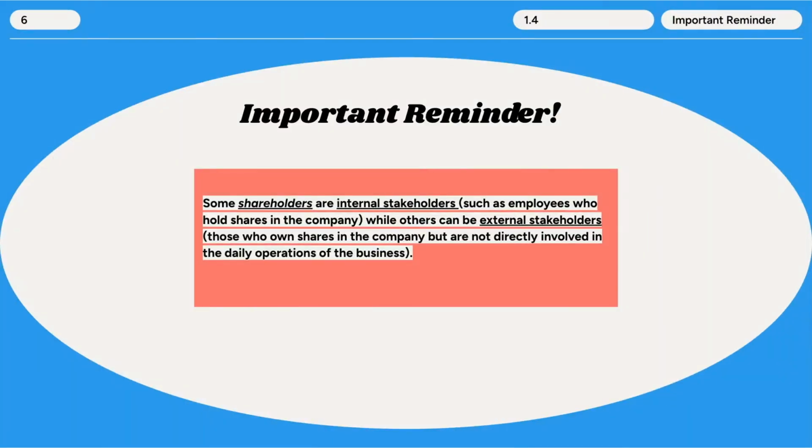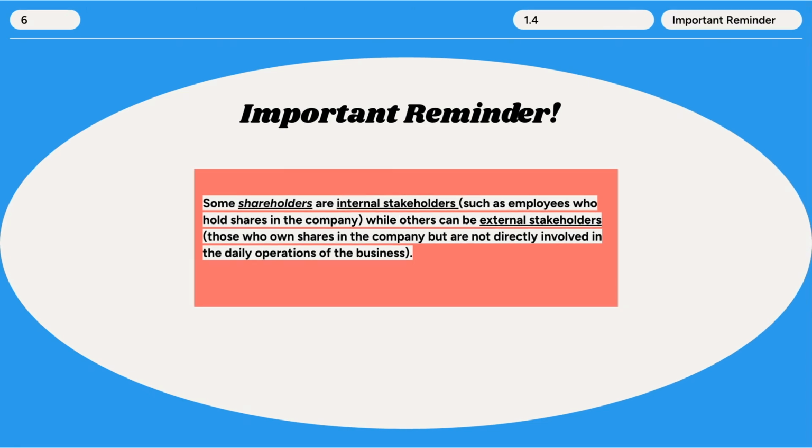So before we move on to external stakeholders, I just want to remind you guys something that is quite important. So some shareholders are actually internal stakeholders. For example, if we have employees who are involved in the business, who are inside the business, and if they hold shares in the company, they are classified as internal stakeholders. But some shareholders can be external stakeholders. So if an individual owns shares in the company, but they are not directly involved in the daily operations of the business, they are classified as external stakeholders.